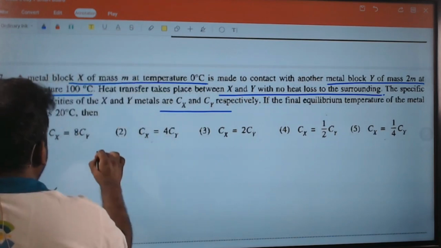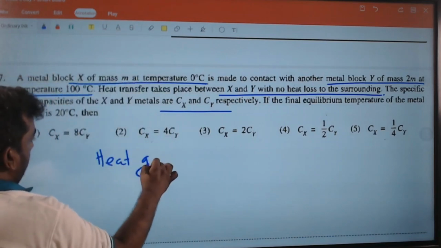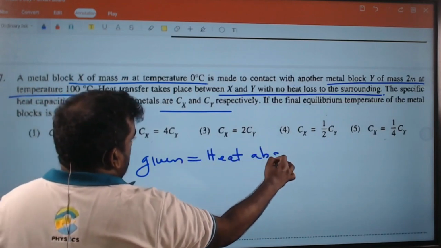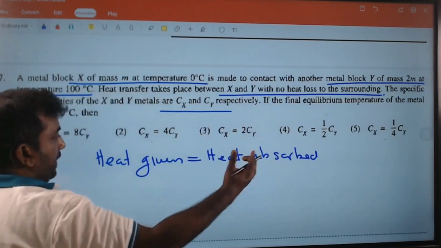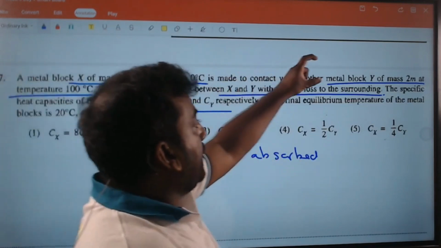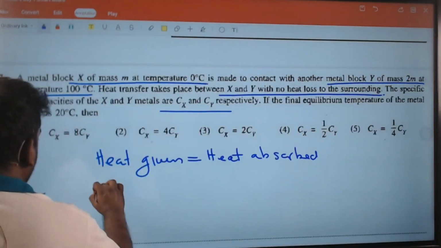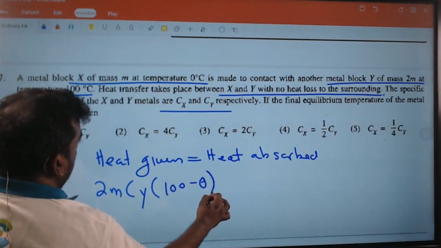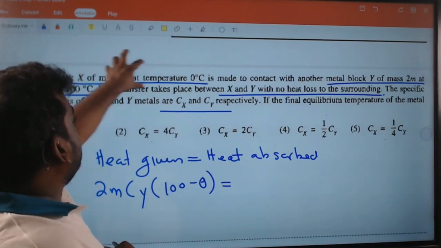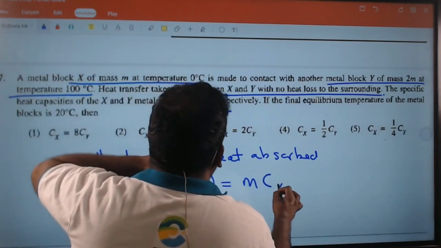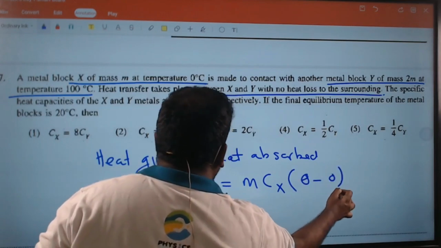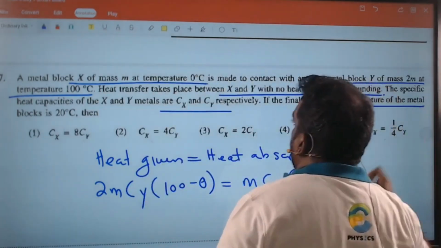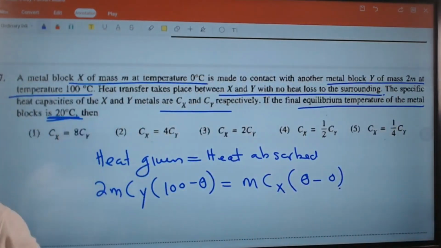Final equilibrium temperature. So somebody is giving heat, somebody is absorbing heat. Who is giving heat? The one with the higher temperature: 2m Cy, temperature reduces 100 minus theta. Who is absorbing heat? The object with the low temperature: mass m Cx, theta minus 0. Final equilibrium temperature of the metal is 20 degrees, right?